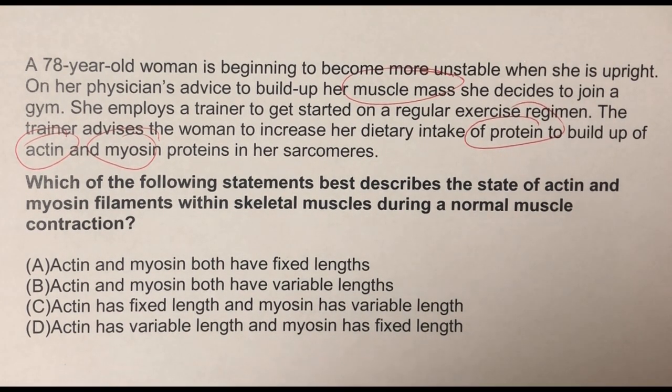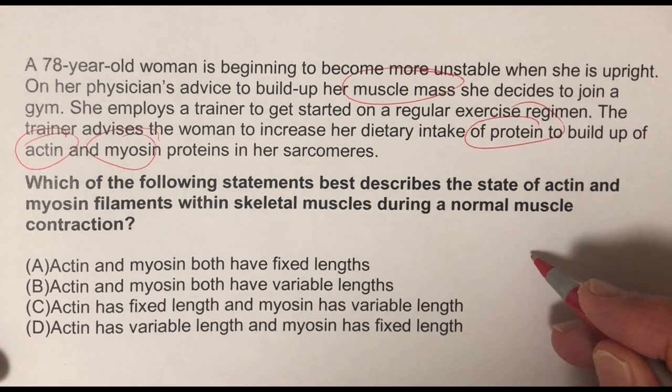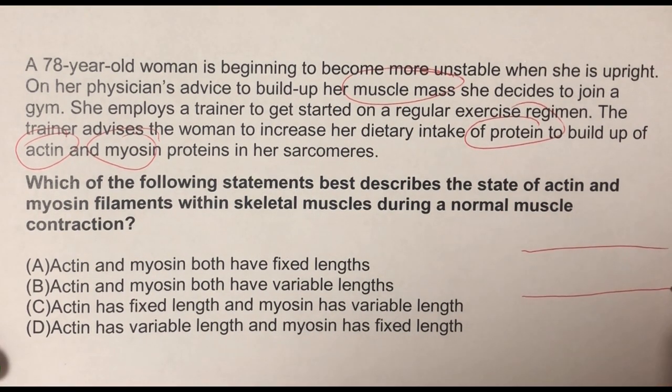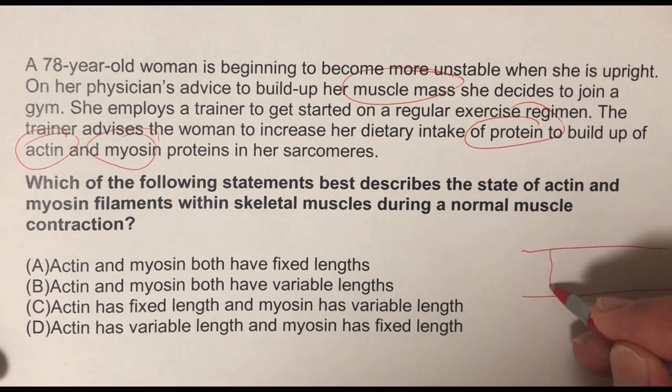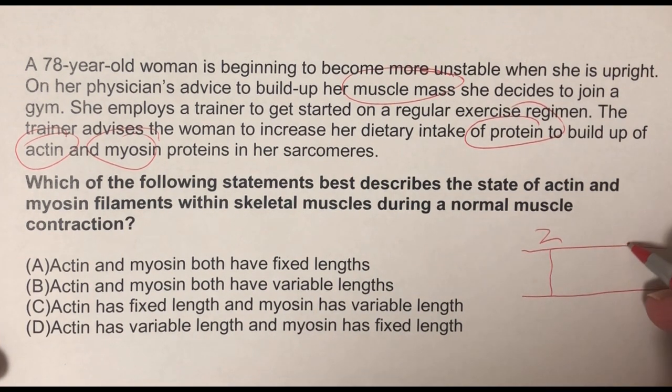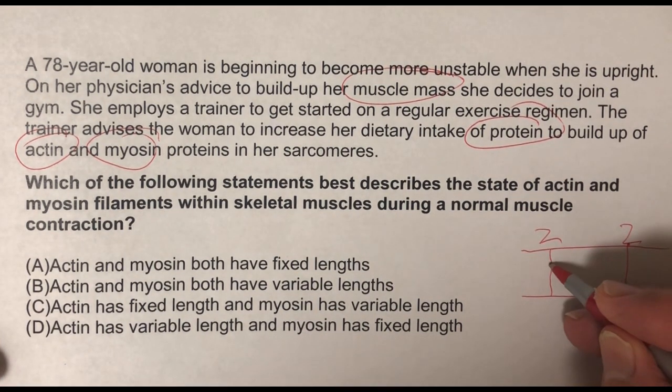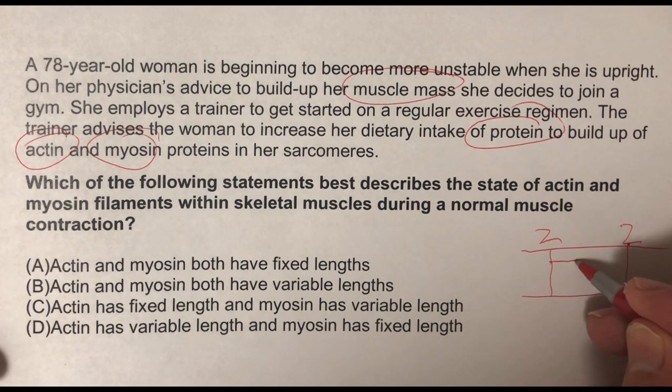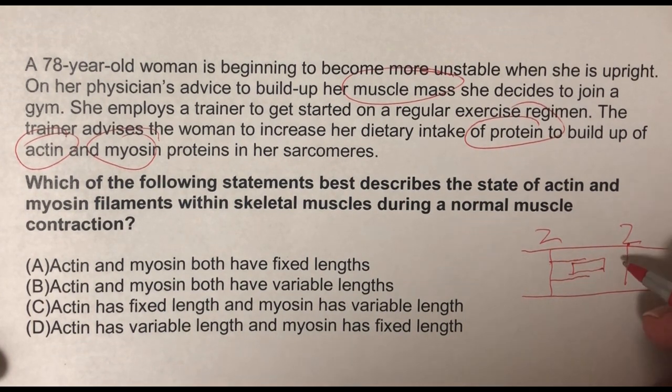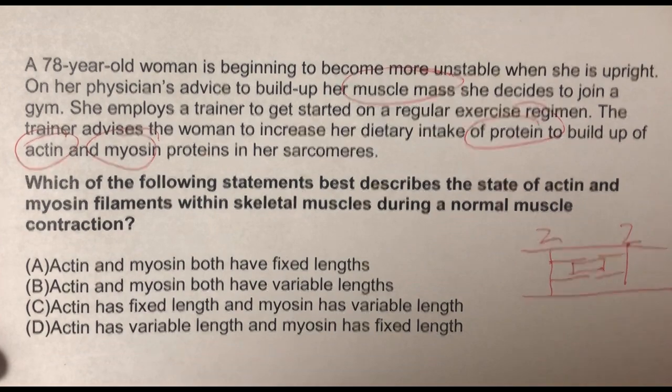Therefore, let's look at a sarcomere. How about that? Let's draw a quick picture of a sarcomere. There are two Z lines. Attached to the Z line are thin actin filaments, and thick myosin filaments are not attached to the Z line in the same way.